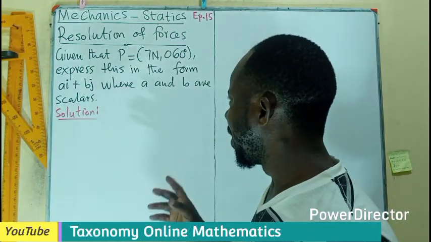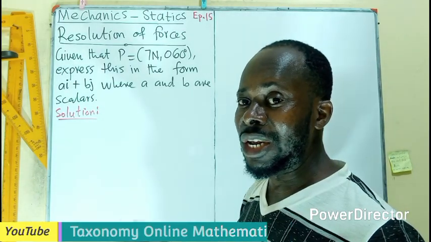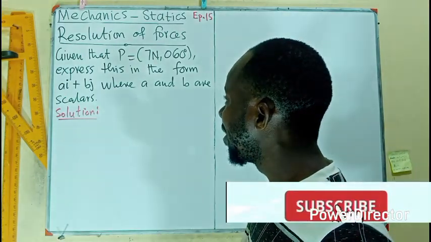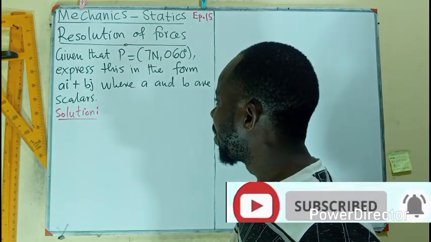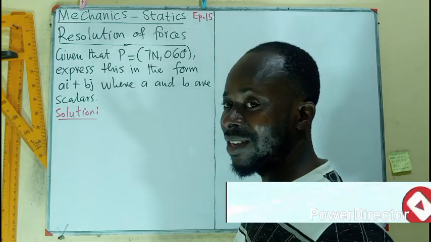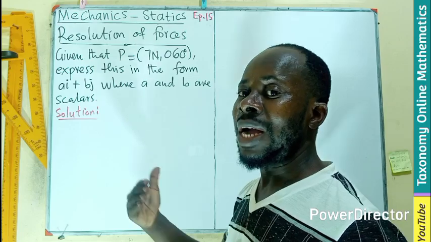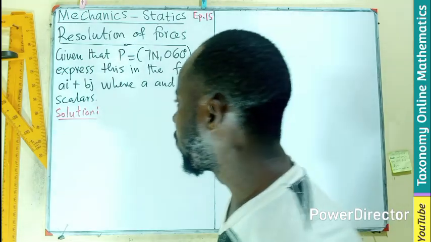A quick one on this, based on episode 13. Given that P is a force of 7 Newton in a direction of 60 degrees, we are to express this in the form AI plus BJ, where A and B are scalars. So this is in the Cartesian world coordinate form.